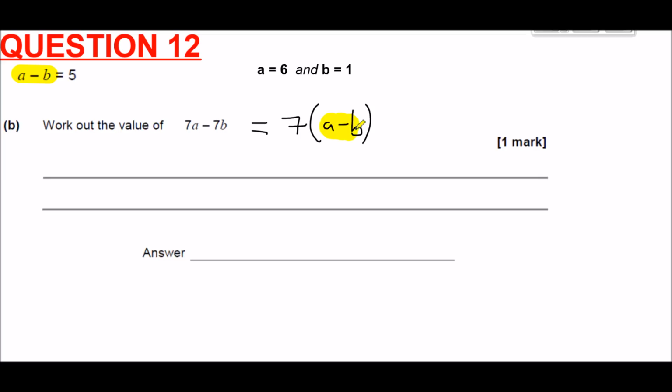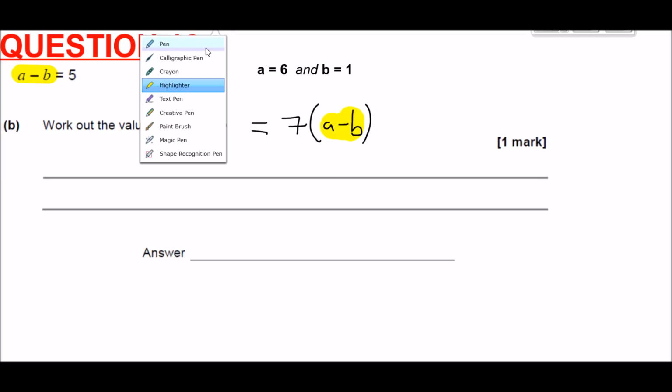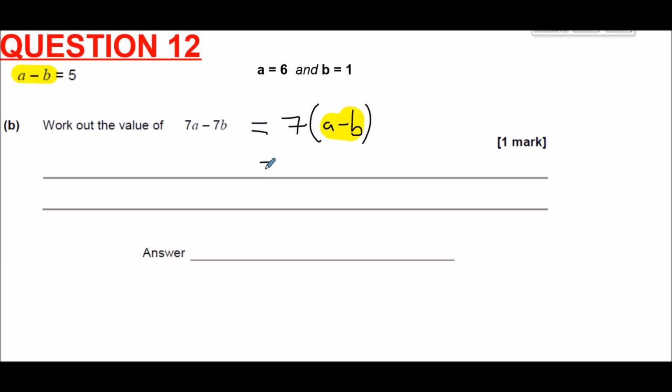But now, once it's factorised, using the algebraic method, we know that A minus B equals 5. And so this is the same as saying it's 7 lots of 5. Then if you multiply out those brackets, you'd get 35. So the answer here is 35.